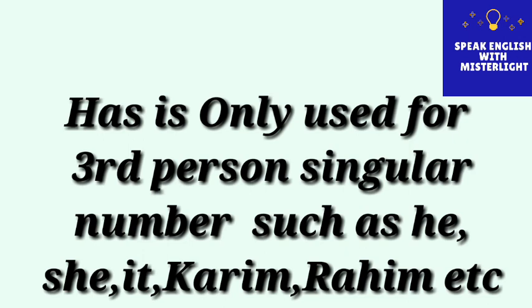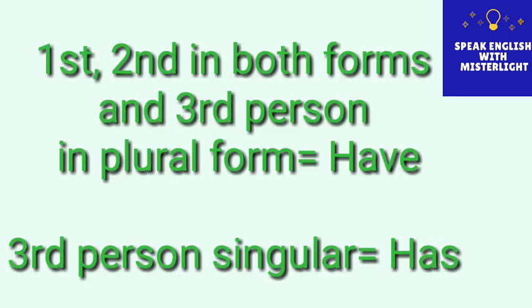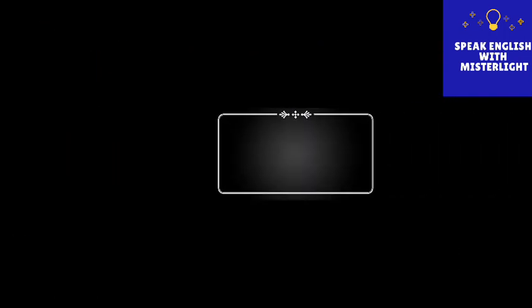But in general, for the uses of have and has, look at the screen. For first and second person in both forms, and third person in plural form, you have to use have, and for third person singular, you have to use has. Isn't it simple? Okay, let's understand non-grammatically.